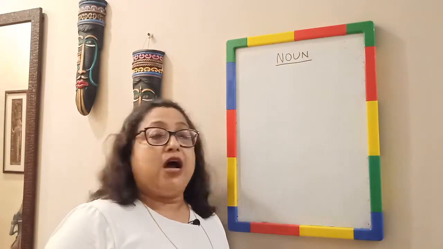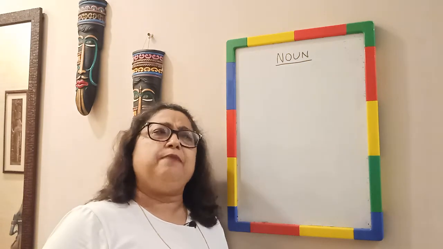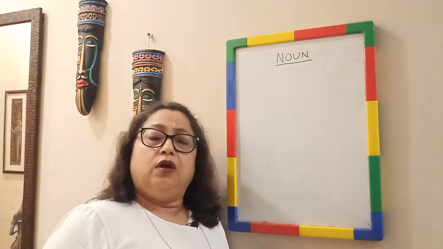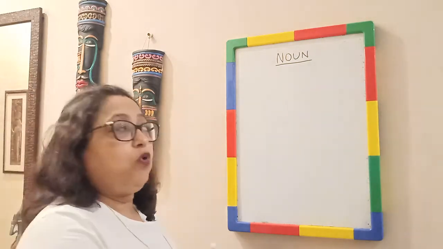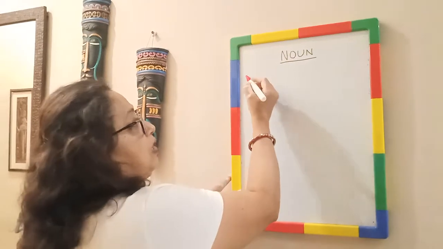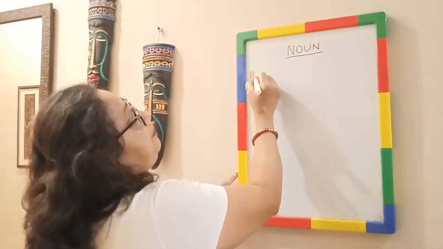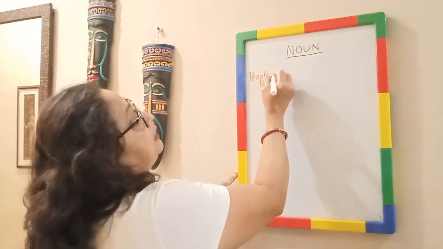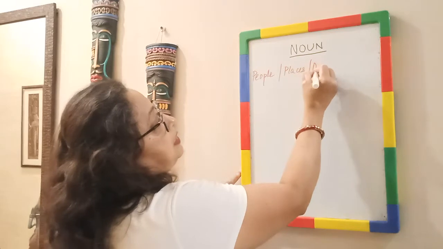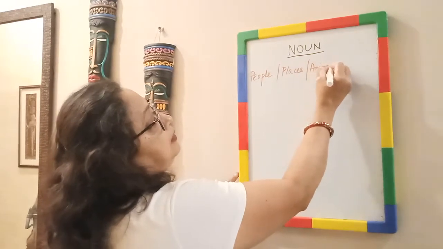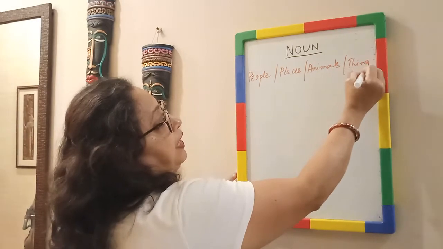Okay, so nouns. What we know is that nouns are all naming words. You name anything, this is a noun. So nouns are the naming words, the names of what? People, then places, animals and things. These are all nouns. Okay.